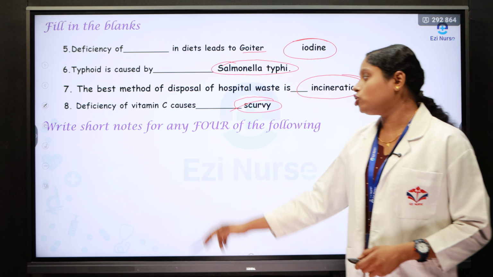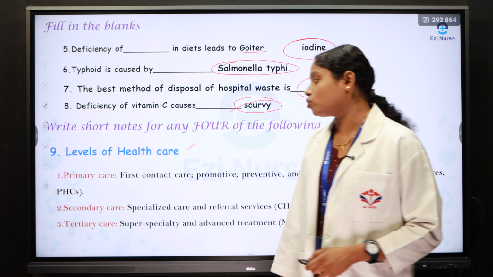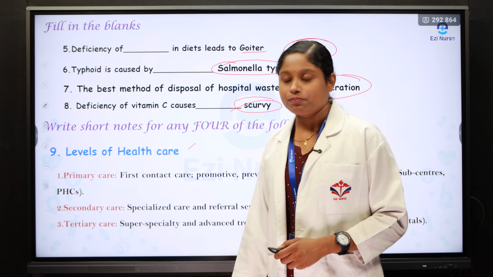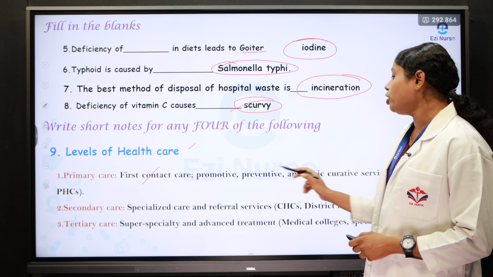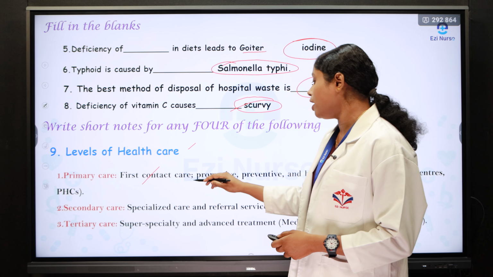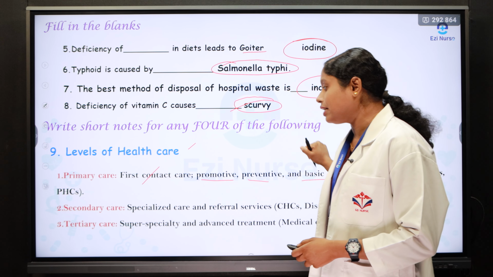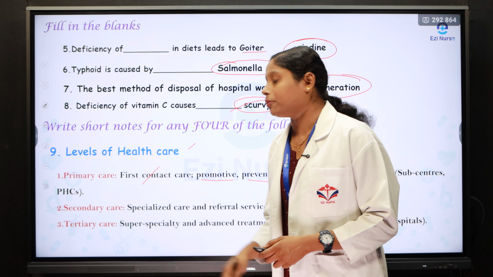Next category is write short notes on any 4 of the following. The first one is levels of healthcare. What are the main levels of healthcare? Primary, secondary and tertiary level. So what is primary care? It is first contact care, where we provide promotive, preventive and basic curative services. Examples are sub-centers and PHCs. So that is the example for primary care.